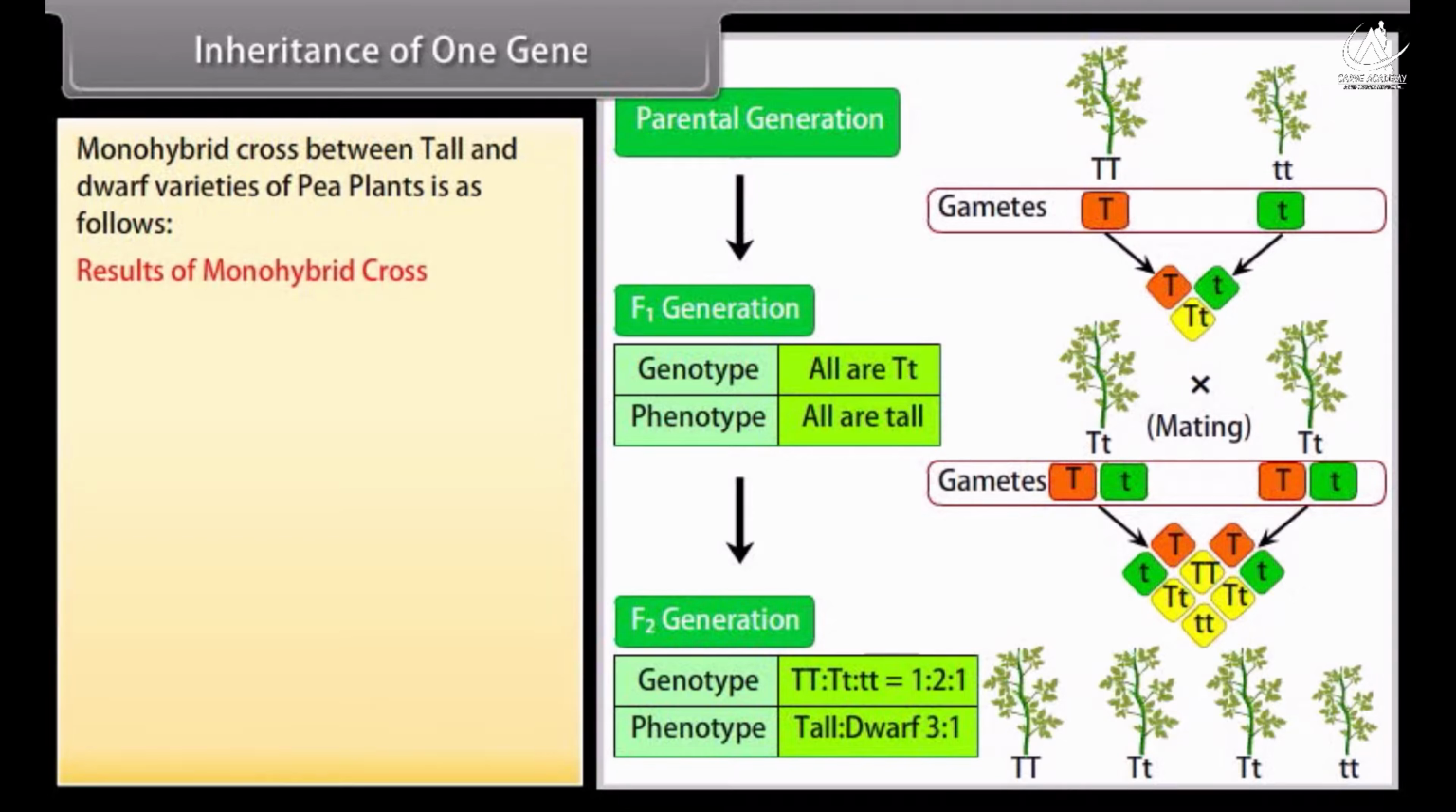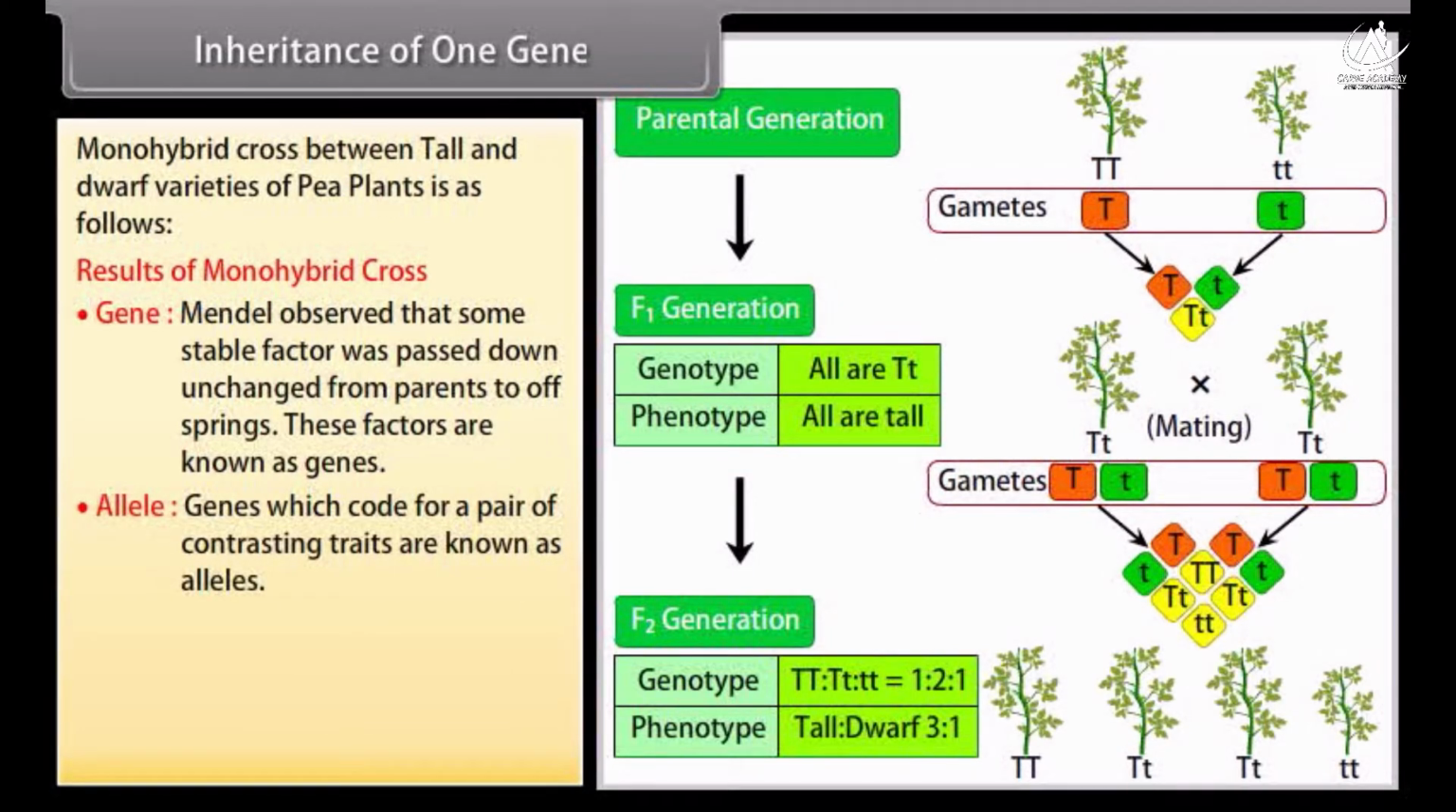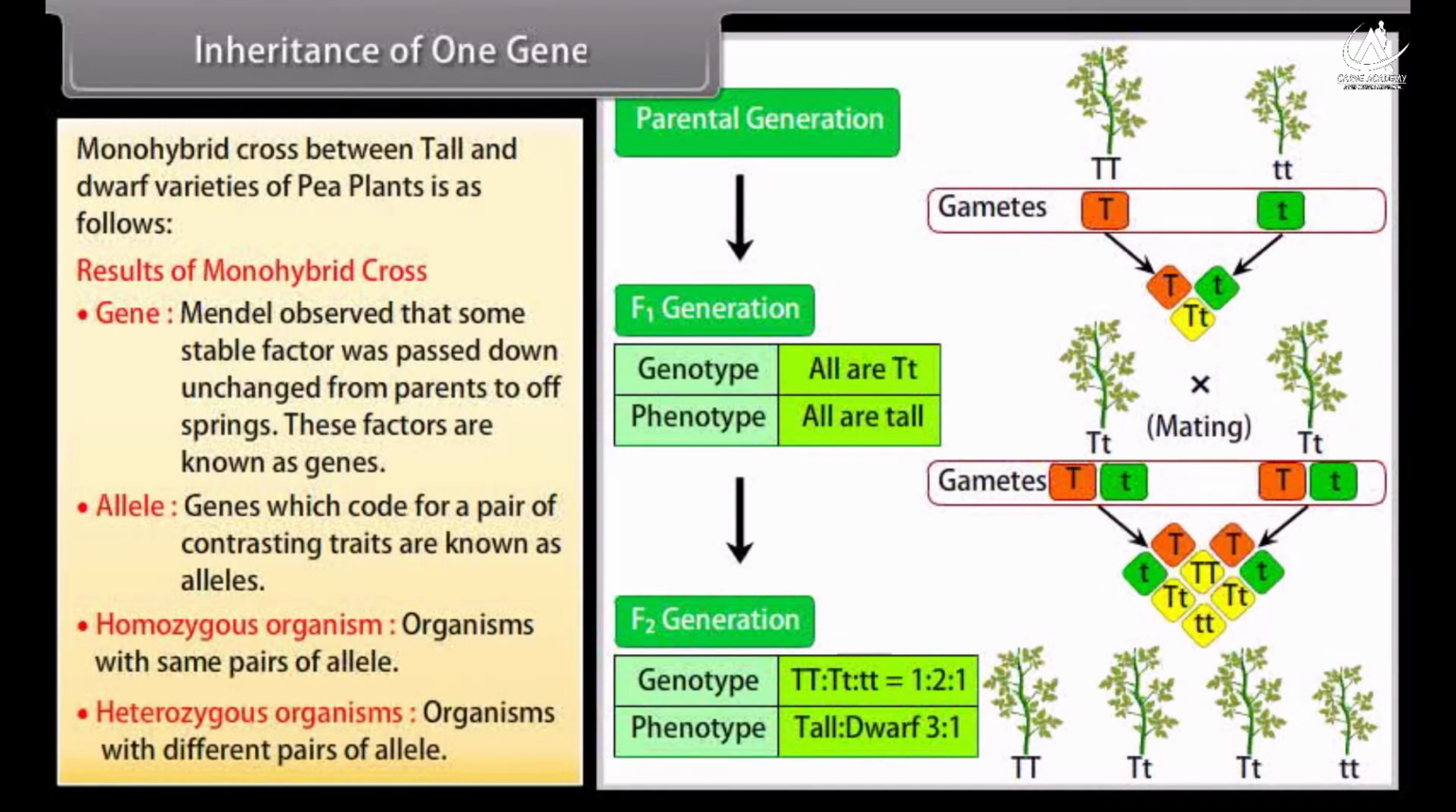Results of monohybrid cross. Gene. Mendel observed that some stable factor was passed down unchanged from parents to offsprings. These factors are known as genes. Allele. Genes which code for a pair of contrasting traits are known as alleles. Homozygous organism. Organisms with same pairs of allele. Heterozygous organisms. Organisms with different pairs of allele.